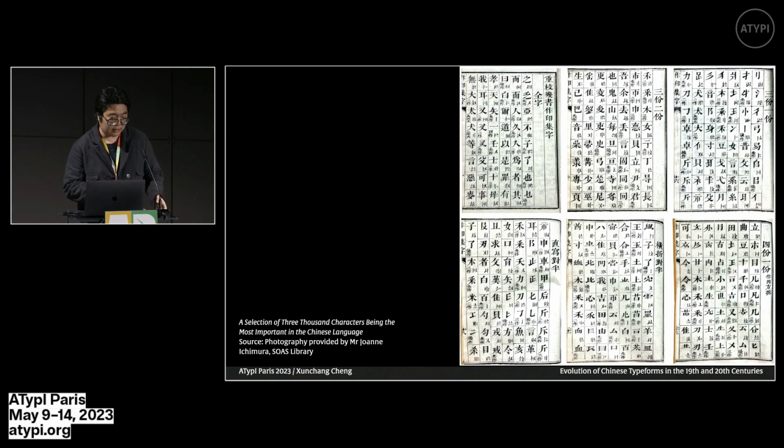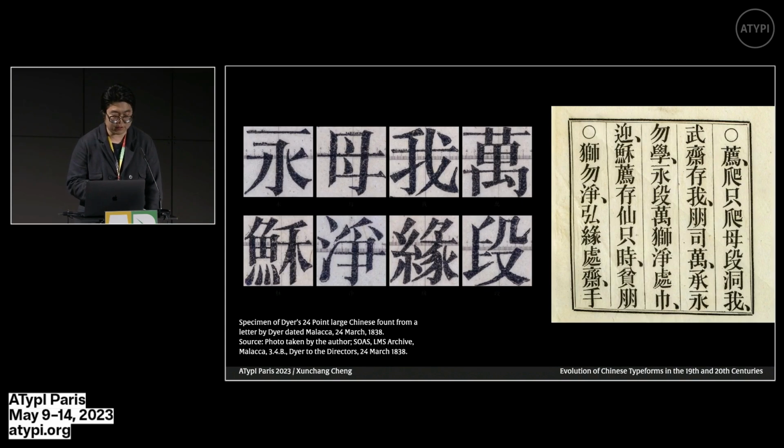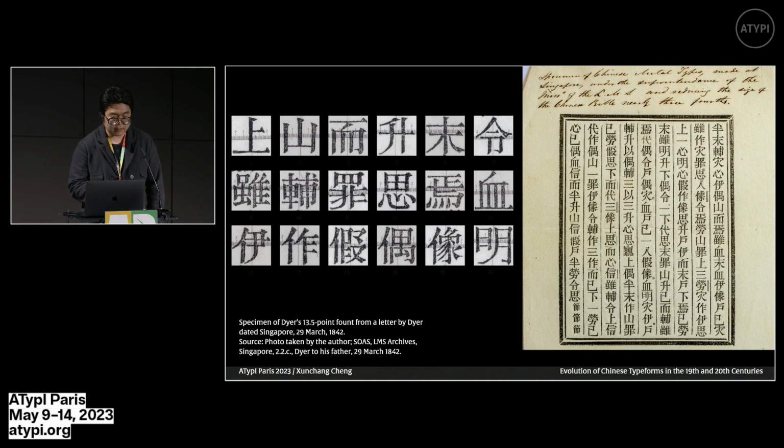And when Dyer achieved success in the experiment of producing Chinese types, he began to calculate the Chinese character sets for complete Chinese fonts, or at least a font containing sufficient characters for missionary operations. To facilitate cutting punches, Dyer further grouped Chinese characters by their structure. This is one of his fonts, a 24-point larger font, and a 13.5 smaller font.